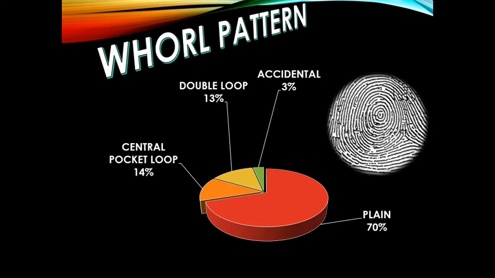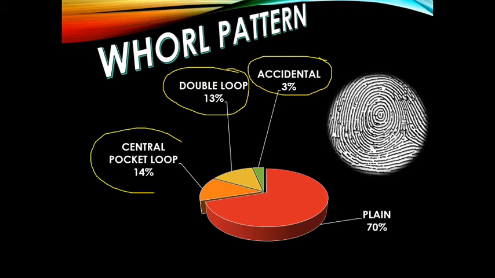The whorl patterns, which comprise 30 to 35% of the whole population, have four types. So we have the accidental, which covers 3%, and then followed by the double loop whorl, which is 13%, and then followed by the central pocket loop whorl, which is 14%. And the majority among these types is the plain whorl, which covers 70%.